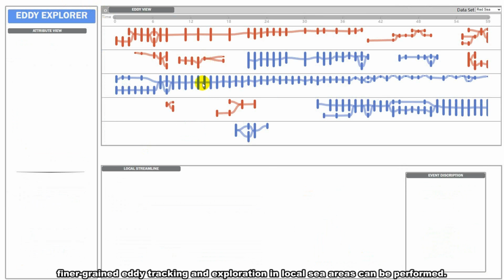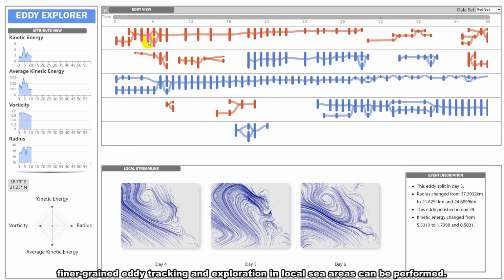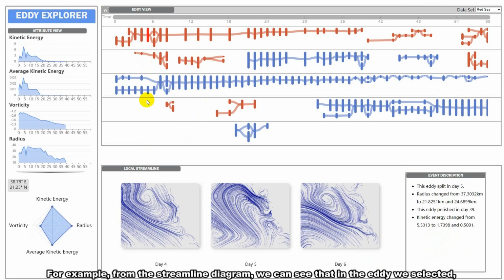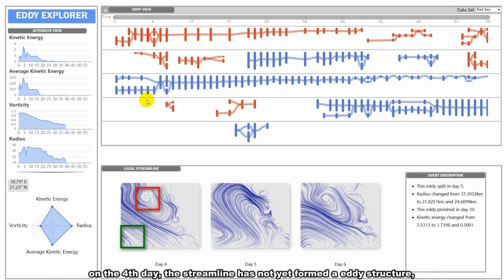By switching views, finer-grained eddy tracking and exploration in local sea areas can be performed. We can select a specific node and observe the details of that eddy, along with an image of the local streamlines at the corresponding time. For example, from the streamline diagram, we can see that in the eddy we selected, on the fourth day, the streamline has not yet formed an eddy structure, but some streamlines have shown different flow trends.